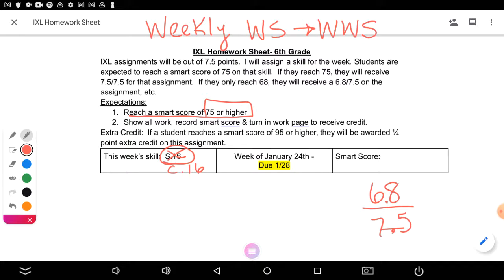That's the grade that will go in the computer for this assignment. If she gets a 75 or higher, what do you think she's going to get? 7.5 out of 7.5. If she gets a 30 as a SMART score, what would she get? 3 out of 7.5. Does that make sense? So you might actually have some time today in class to start on this. When is it due? Friday, okay?